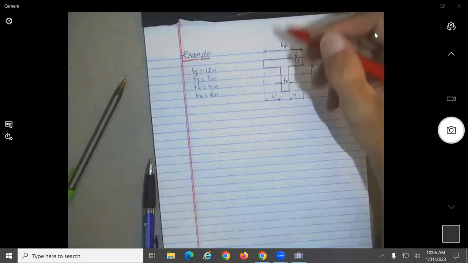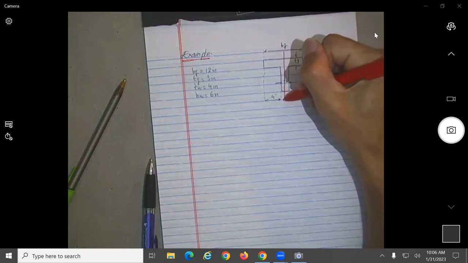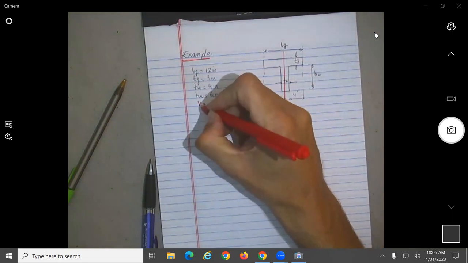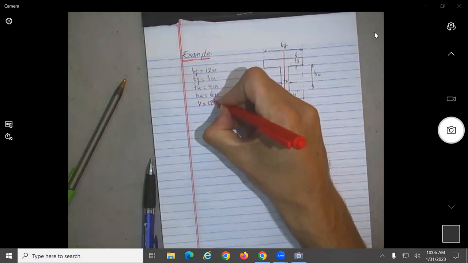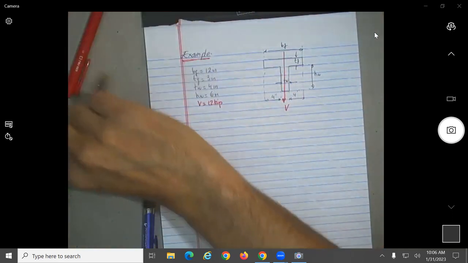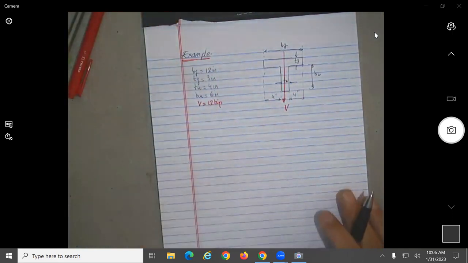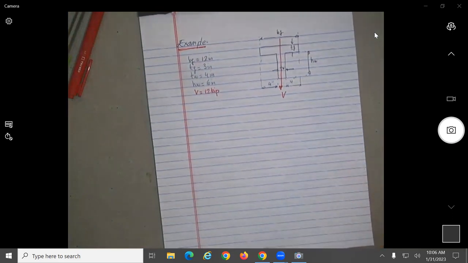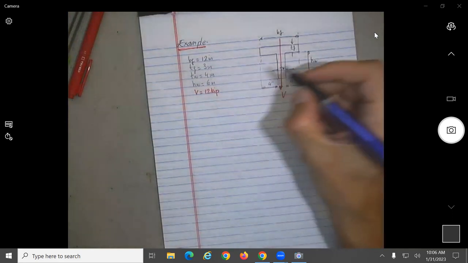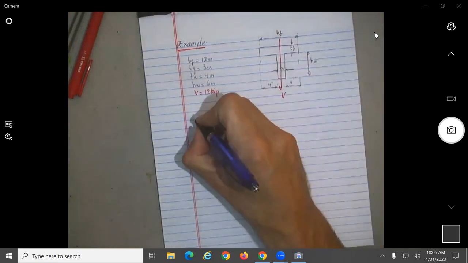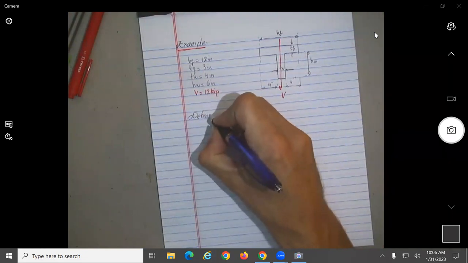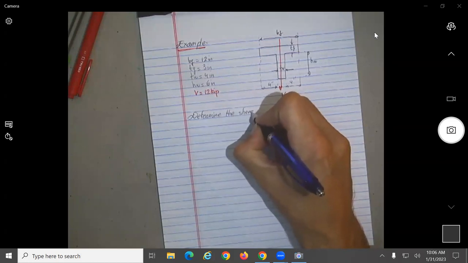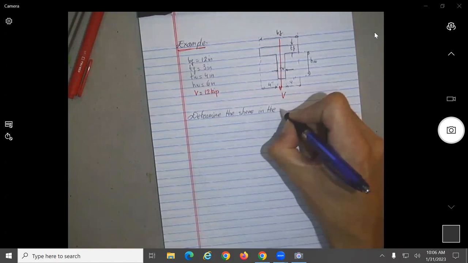Okay, so this flange is subjected to a shear force V equal to 12 kip. So the question here is to determine the shear in the section.